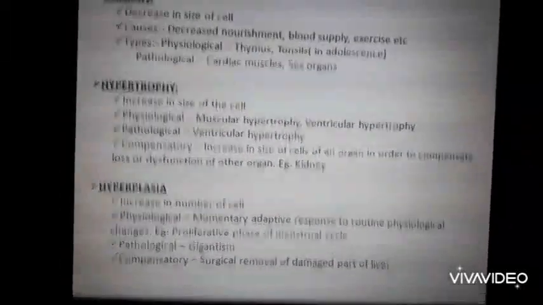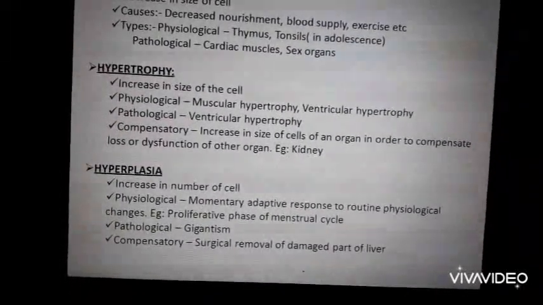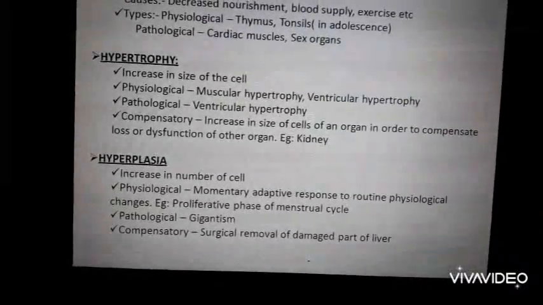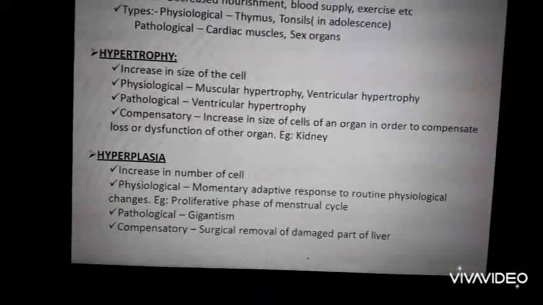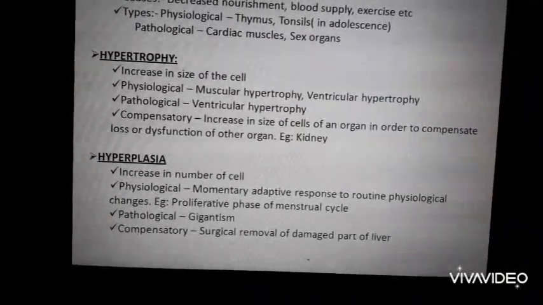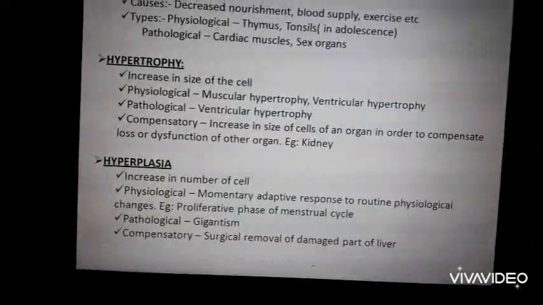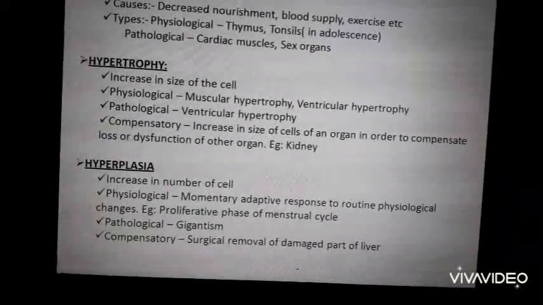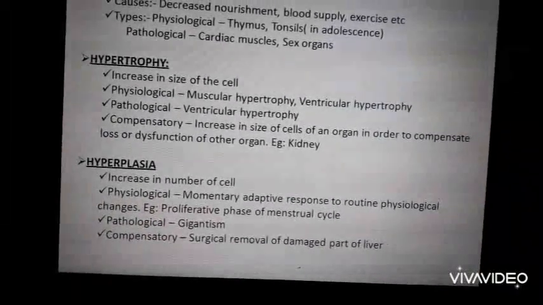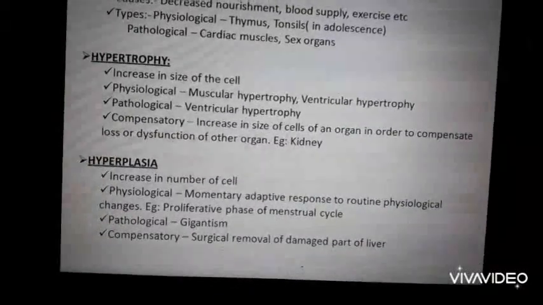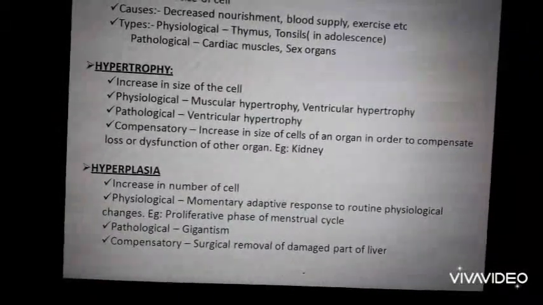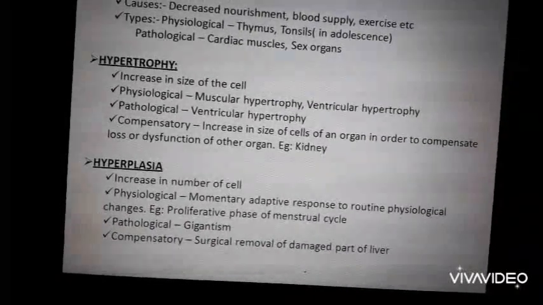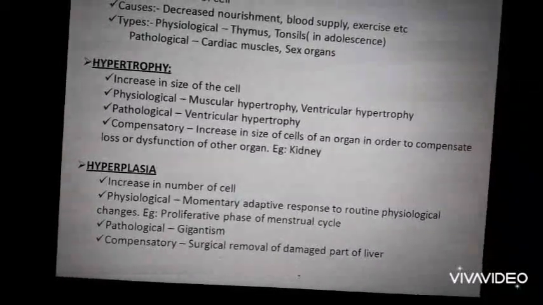Hypertrophy. Hypertrophy is increase in size of cell. Hypertrophy of many number of cells may lead to enlargement of organ or part of the body. It has three types: physiological hypertrophy, pathological hypertrophy and compensatory hypertrophy. Physiological hypertrophy, increase in size of cell due to increase in workload. Most common physiological hypertrophy are muscular hypertrophy and ventricular hypertrophy.